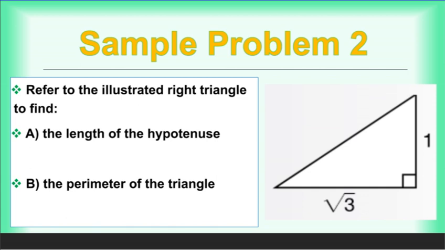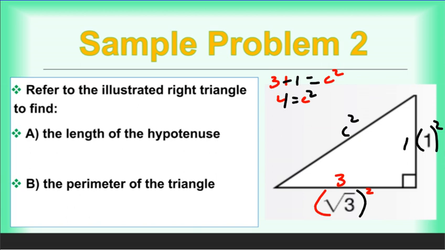Next problem, refer to the illustrated right triangle to find the length of the hypotenuse. Again, we need to use the Pythagorean theorem. So square root of 3 squared plus 1 squared will give us c squared. Square root of 3 squared is 3. 1 squared is 1. So now I have 3 plus 1 gives us c squared. 4 would equal c squared. Find the square root of both sides. C would have to equal 2. So the hypotenuse would be 2 units.